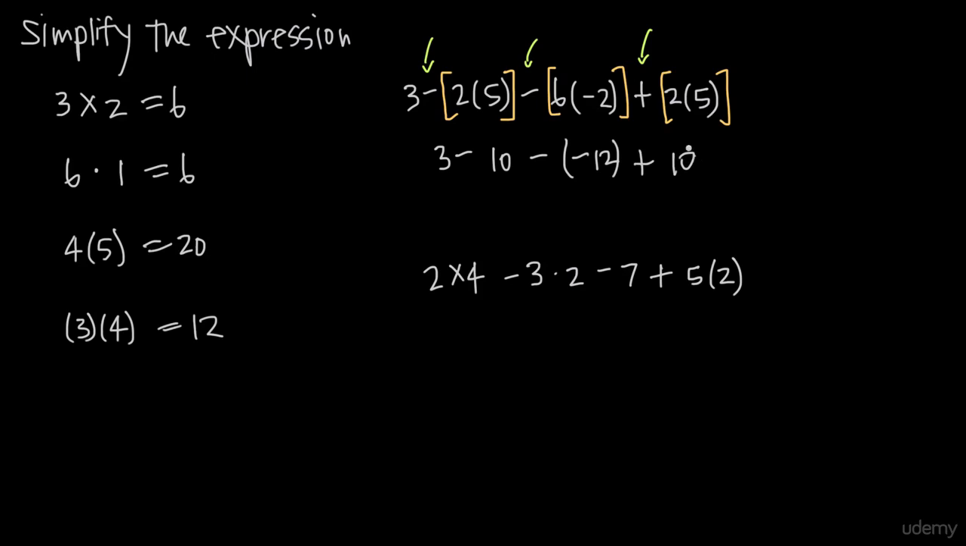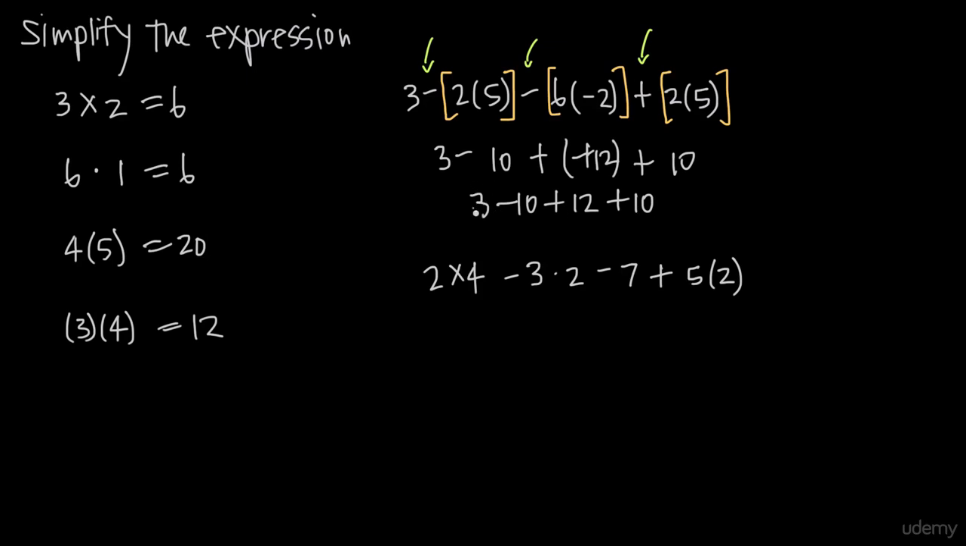Now we can simplify further because we have a minus a negative 12. That's the same thing as saying plus 12. So this becomes 3 minus 10 plus 12. In other words, the two negative signs cancel with each other and become a positive. So plus 12 plus 10. Now at this point, we can add all of our positive numbers together and then add all of our negative numbers together and get our final result.